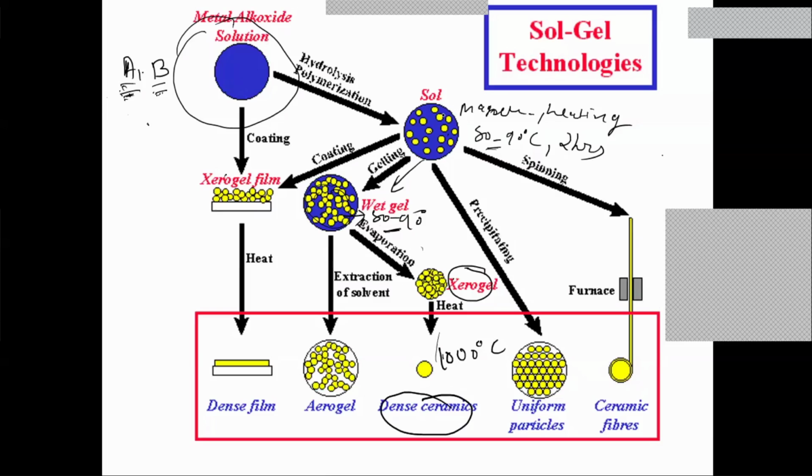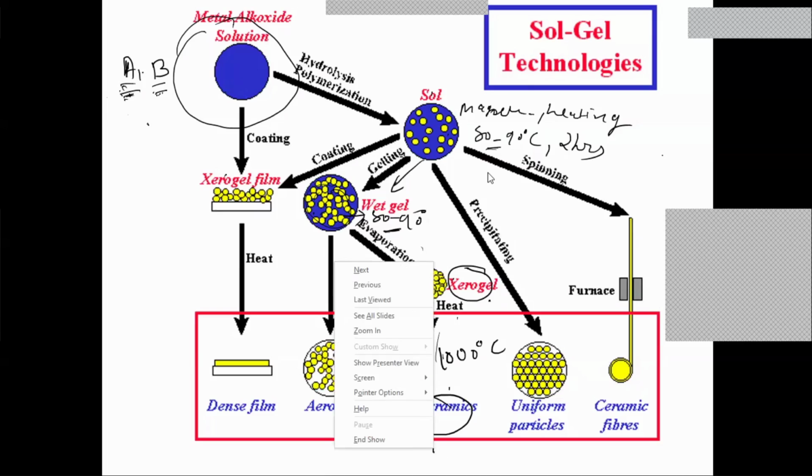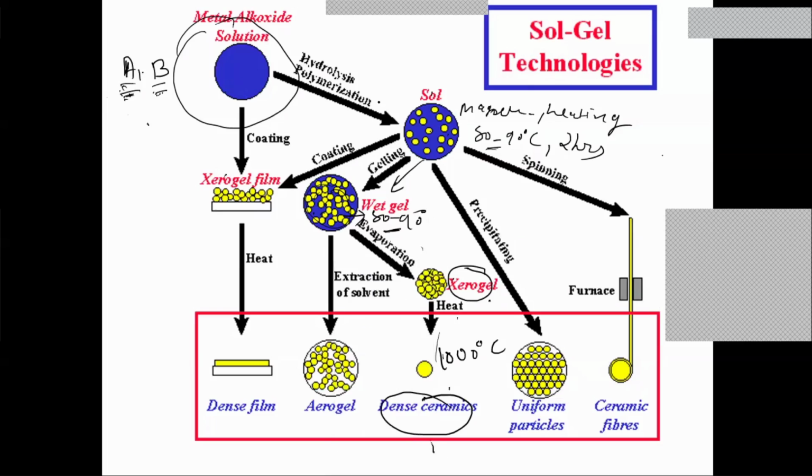You prepared a solution, homogeneous solution, gelling किया, you got a wet gel. Wet gel is again heated at the same temperature. You got a xerosol, and xerosol को निकाल के high temperature पे mix करके you get the nanoparticles. Second path is gelling kiya, same. Okay, gelling kiya, you got a wet gel.